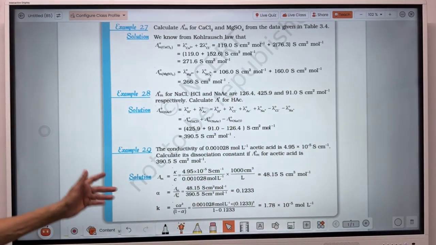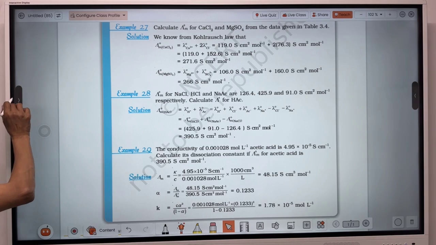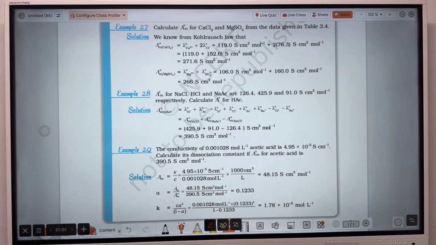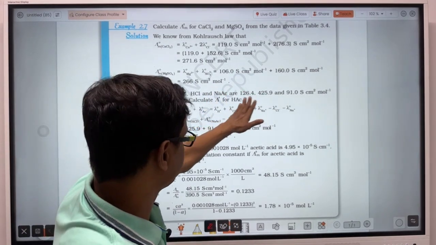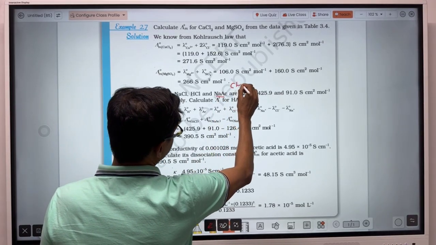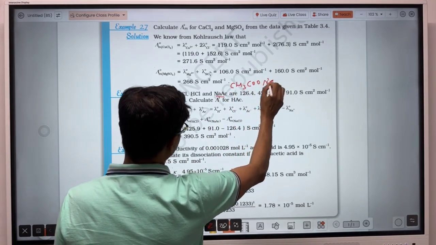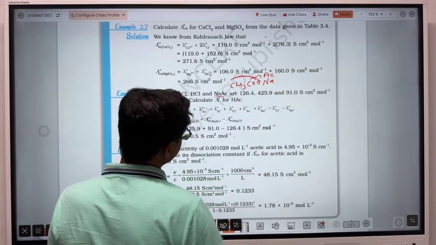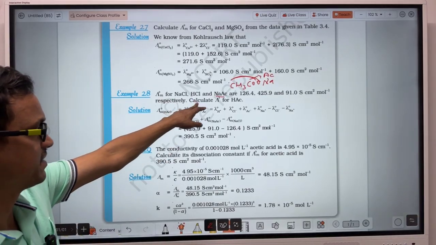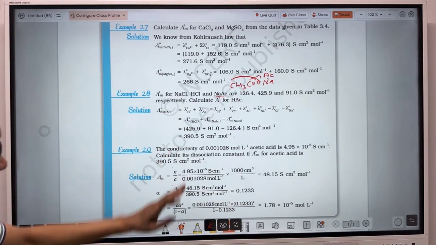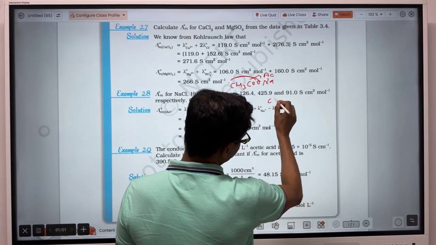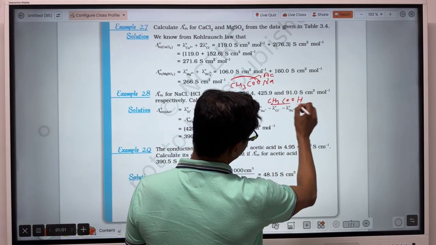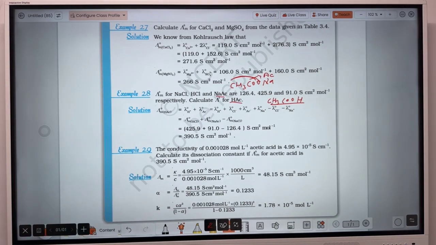Let's see how to solve this question. The limiting molar conductivities of NaCl, HCl and sodium acetate are given. Actually it is CH3COONa. It is sodium, and this one is the acetate ion, so in short it has been written as NaAc. So NaCl, HCl and sodium acetate have been given. You will have to find out the limiting molar conductivity of acetic acid. Okay, just think for 1 minute. I am telling you.